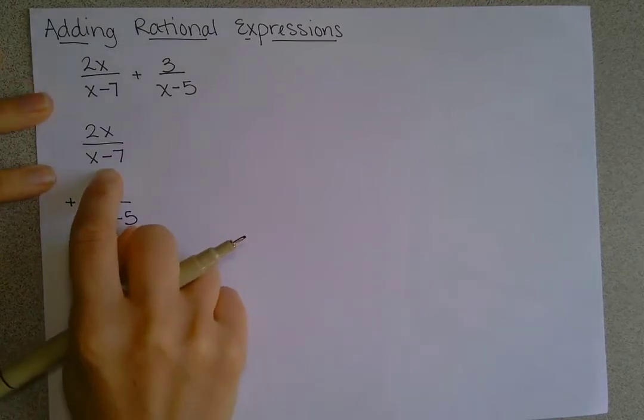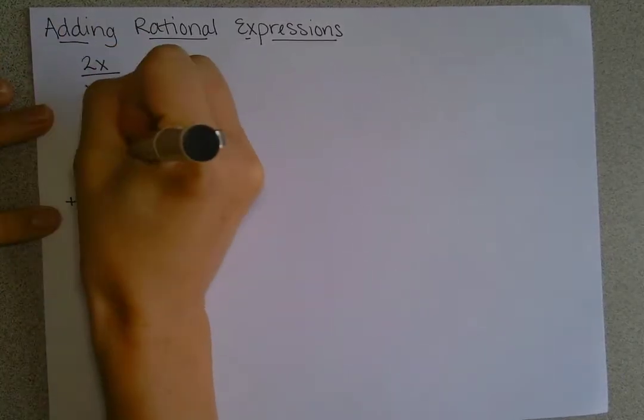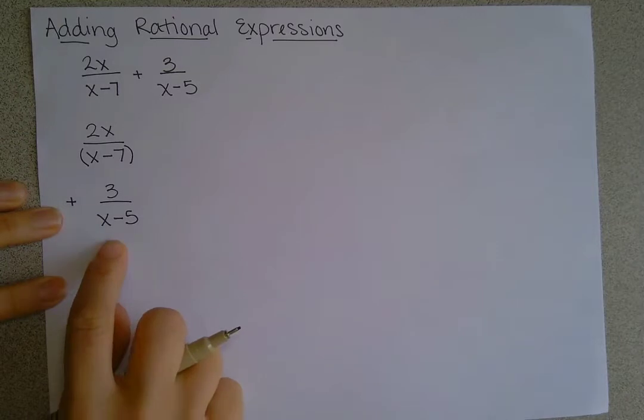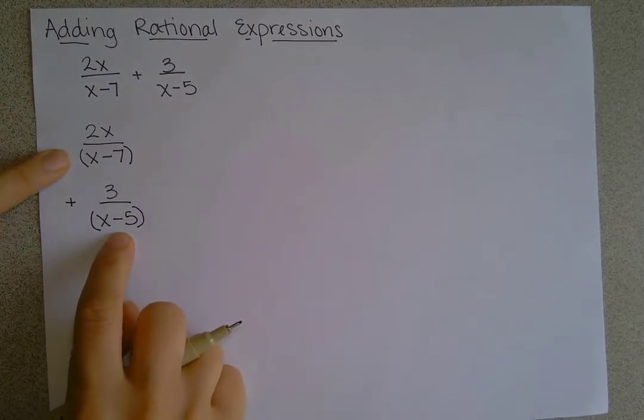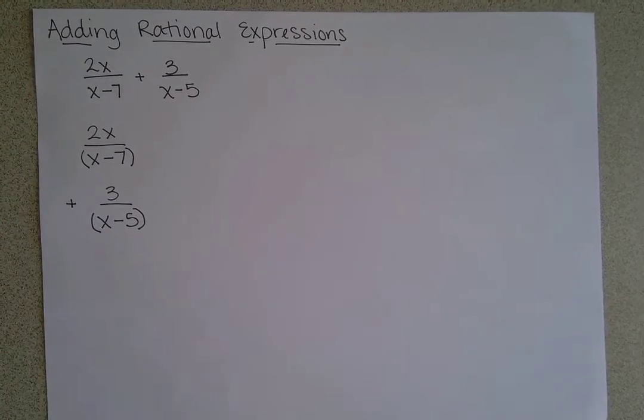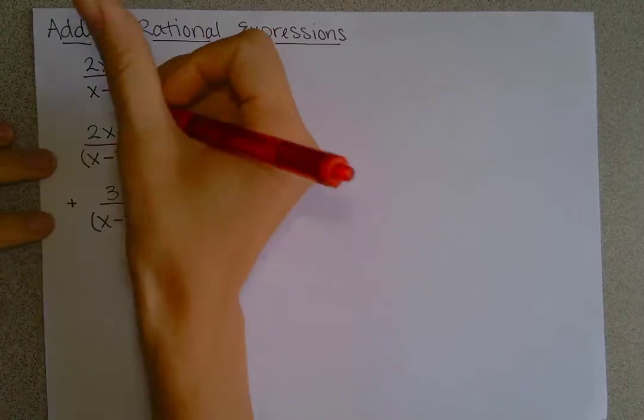Now, the denominator here is x minus 7. That's one whole factor. The denominator here is x minus 5. That's one whole factor. So we can see that they don't have any factors in common. When two fractions have no factors in common, we just multiply them by the other denominator.